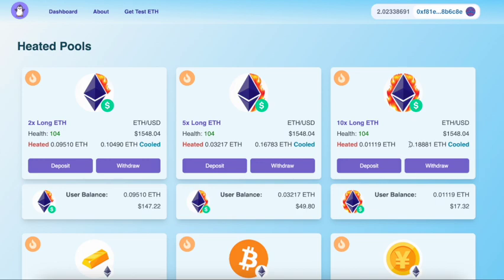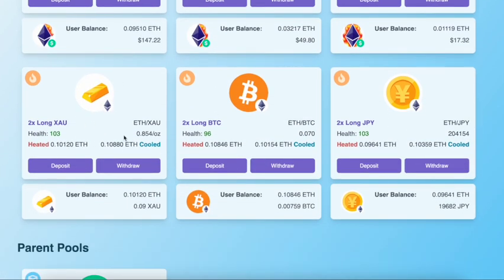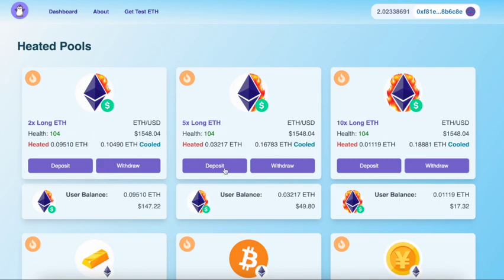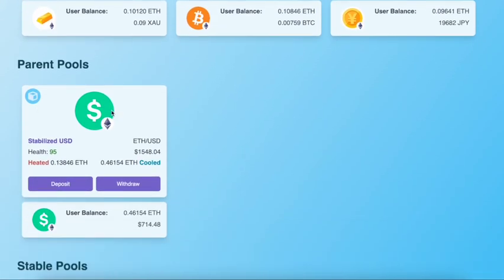We can see it balanced very well in these other two heated pools as well. We have the option to go 2x long gold, 2x long Bitcoin, 2x long yen, and very interesting, we have these three pools right here being served by a single parent pool. The great thing about this is that it's stabilized USD. This is an emulated USD position, sort of like a stable coin, right here, all native on-chain, completely secured by native Ethereum value.